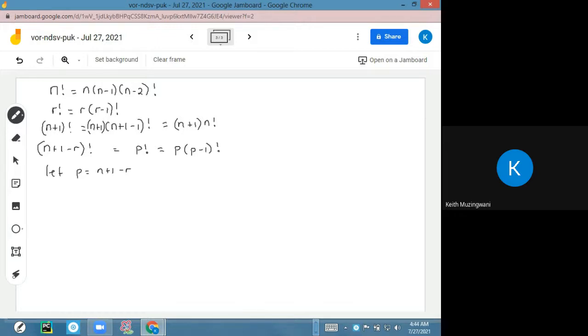But what is p? P is n plus 1 minus r factorial, meaning where there is p, I'll have n plus 1 minus r. I mean, then I'm subtracting a 1 from it. So you subtract a 1 from it. Then it will guide you and be able to see that this is just n plus 1 minus r multiplied by n minus r factorial. You can easily see that.